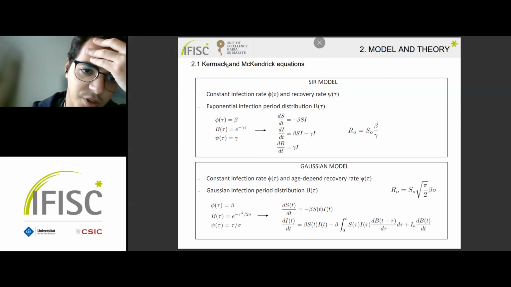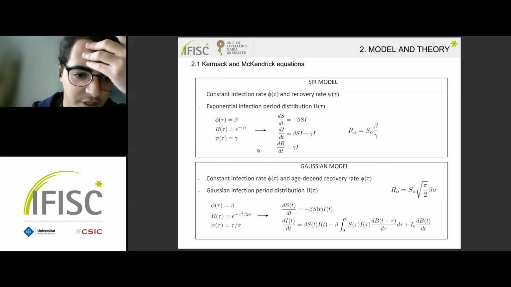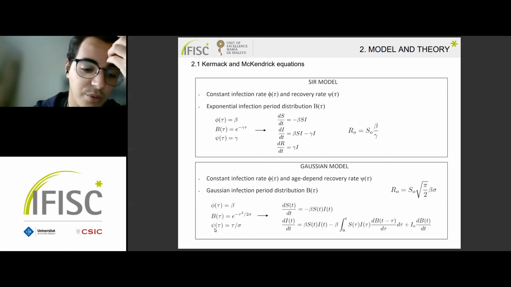The second case we will deal with in this Kermack and McKendrick formalism is this Gaussian model, in which we still consider a constant infection rate, but now the infection period distribution will be a Gaussian instead of an exponential. As a consequence, the recovery rate won't be constant anymore, but will depend linearly on tau. So this is telling you that the recovery rate is proportional to infection time.